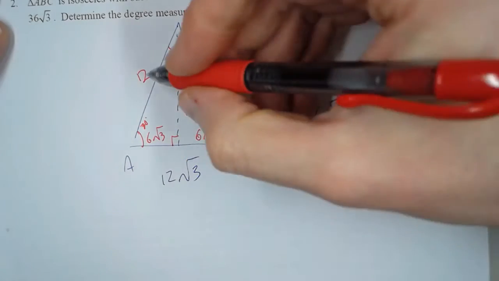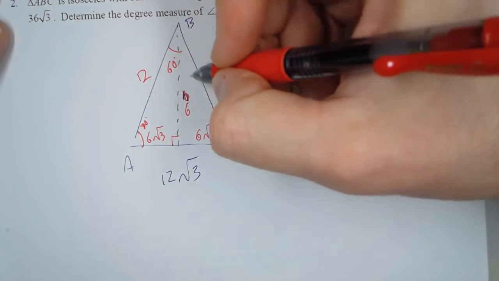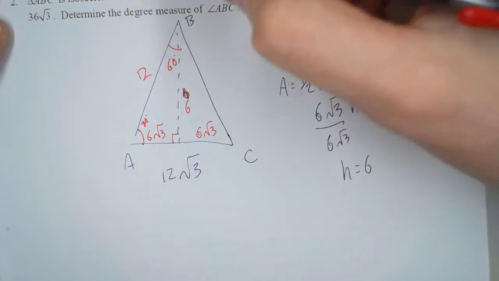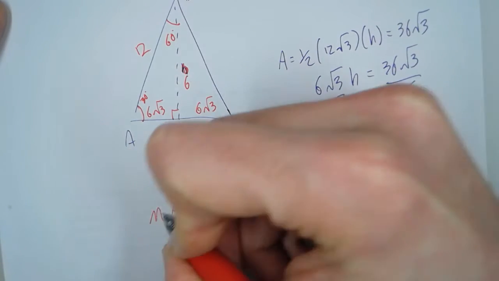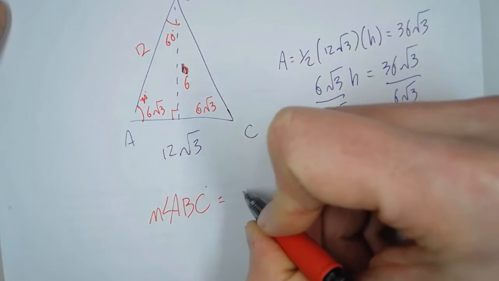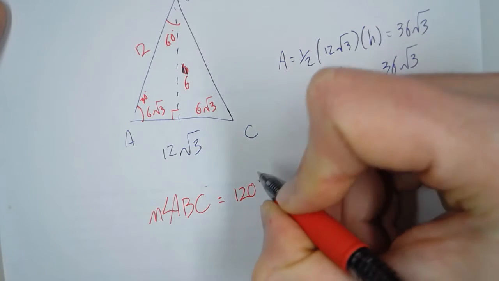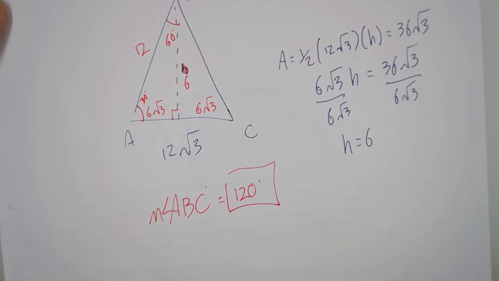So the question is, what is angle ABC? Well, we know that this half is 60. Well, these two are congruent right triangles. So that means the measure of angle ABC is going to equal 120 degrees. And there's our answer, and we're done.